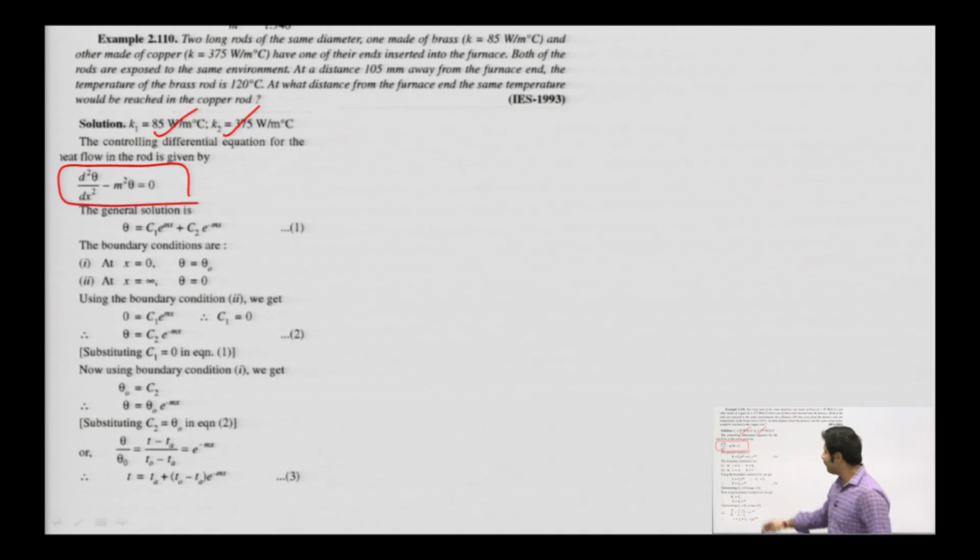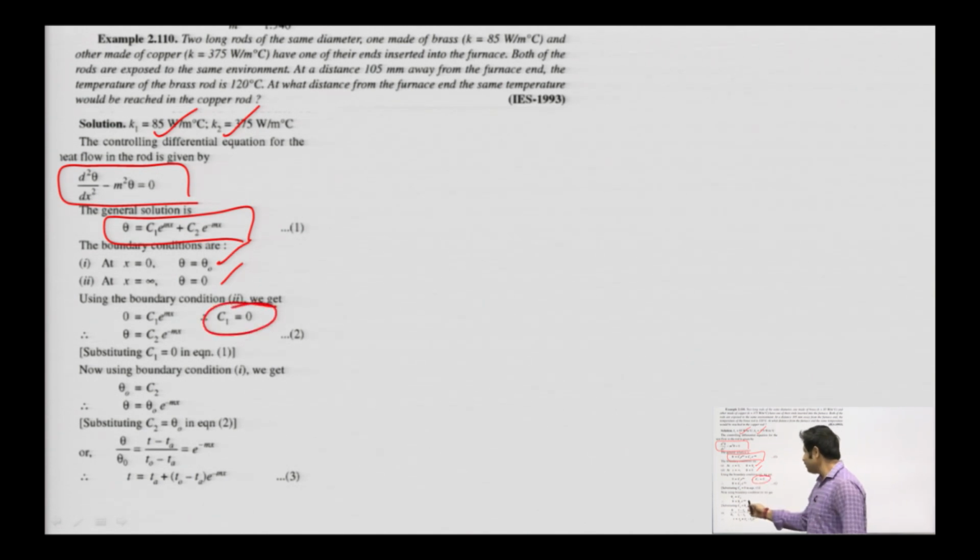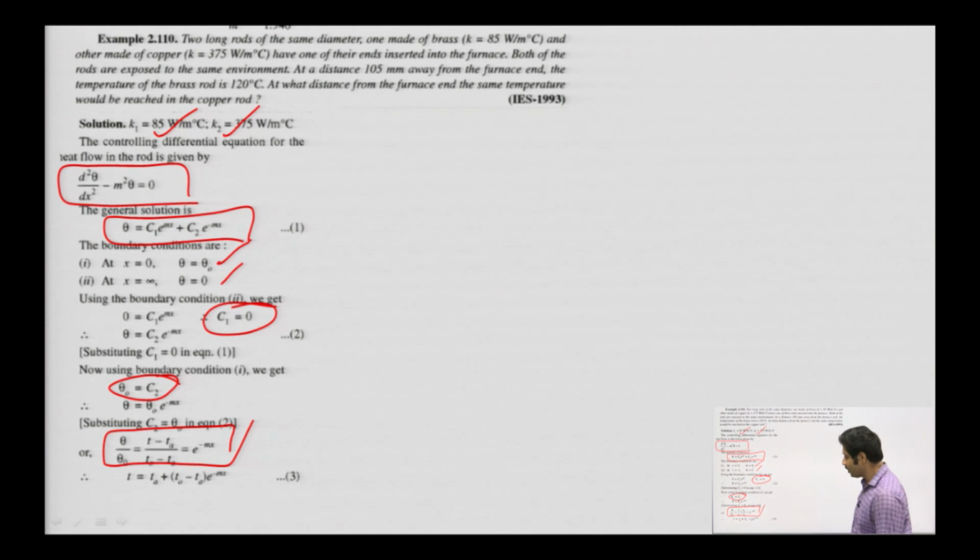The temperature profile equation you need to insert. Away from the furnace end, the temperature of the brass rod is 120 degrees Celsius. At what distance from the furnace end would the same temperature be reached in the copper rod? So the thermal conductivity of the first rod, thermal conductivity of the second rod, the governing differential equation we all know, this is a second order differential equation and it has a general solution. You all know the boundary conditions. In the boundary conditions you are getting C1 and C2, you are actually deriving the equation. So here this is the temperature profile.